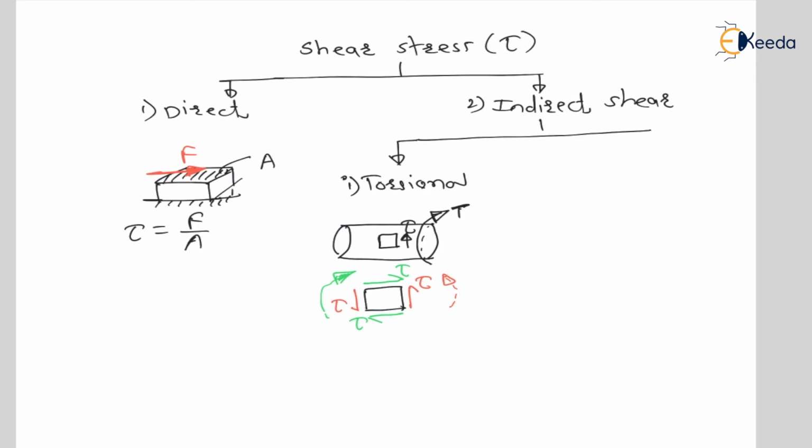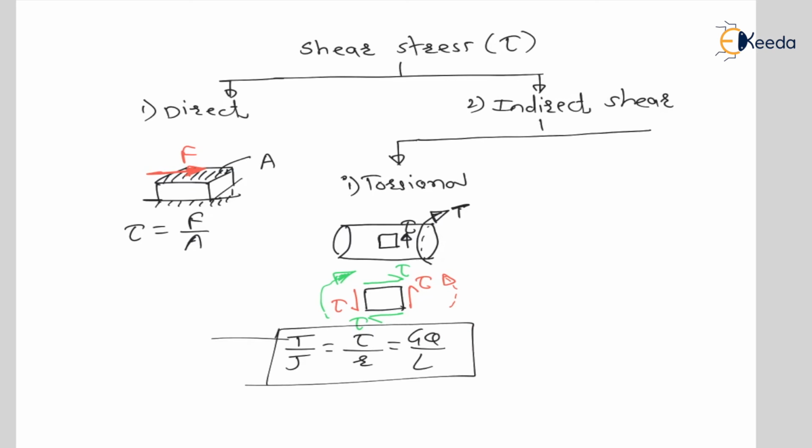Now again, if you have seen in strength of material, what is the torsional equation? T by J is equal to tau by R is equal to G theta by L. This is the torsional equation. Here T is applied torque, J is polar moment of inertia, tau is torsional shear stress, R is radius of shaft, G is shear modulus, that is modulus of rigidity, theta is angle of twist, and L is length of shaft. These notations you have already seen in strength of material. Due to torsion, the stresses are torsional shear stresses, indirect shear stress, right?